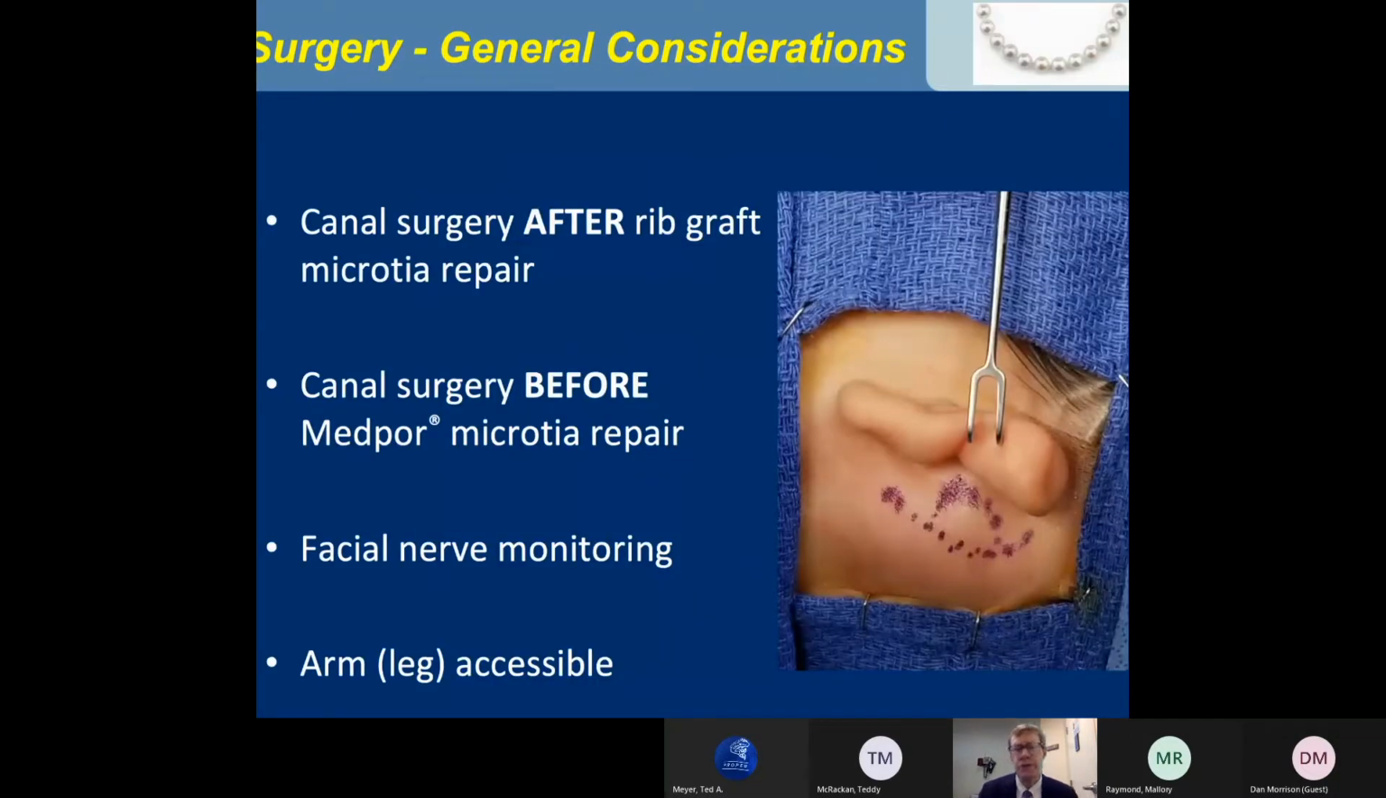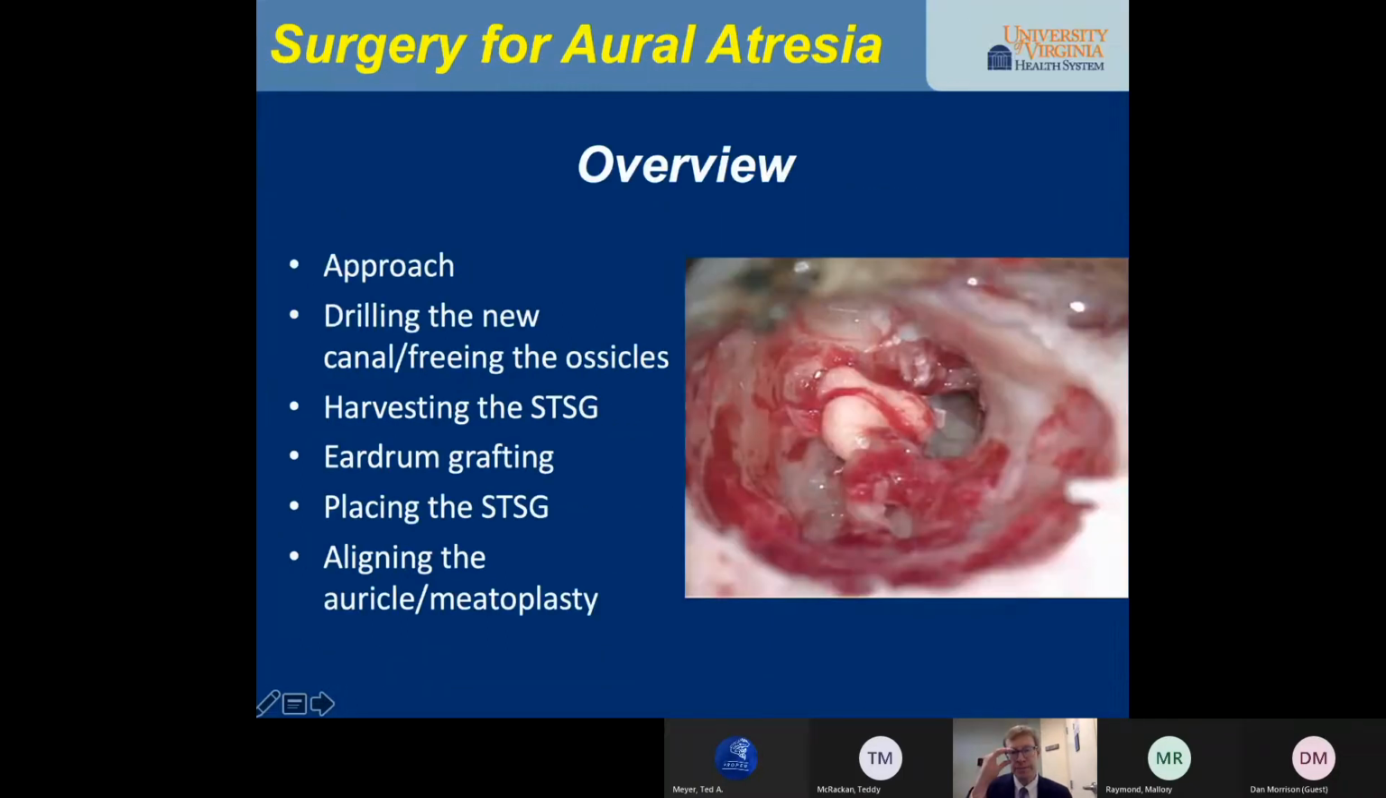So with surgery, some general considerations. The canal surgery is done after the rib graft if the family has chosen the autologous rib graft microtia repair. But if the family has chosen MedPOR or SUPOR microtia repair, the canal surgery goes before, which is actually kind of nice because you don't have the auricle to worry about. You just make a small postauricular incision. This is about where the canal is going to go based on my palpation of the mastoid tip and the zygomatic root. Facial nerve monitoring is a must, and the arm and leg must be accessible for the skin graft.